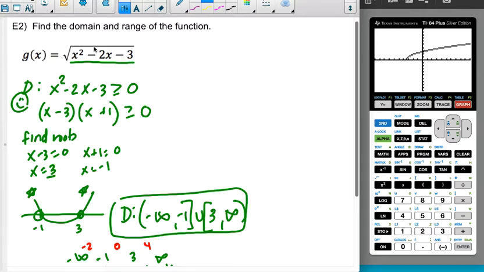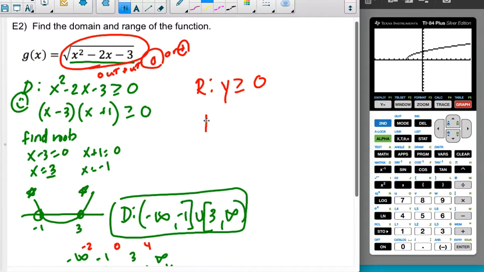Now let's talk range. This entire function is a root. The output of an even root is 0 or positive, can't be negative. So the range of this function, since the entire function has a root on the outside, is y is greater than or equal to 0, right? So my range, the other way to write it is bracket with a 0 and then to infinity.